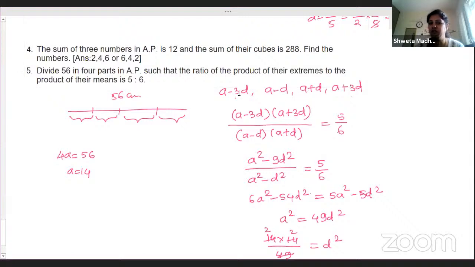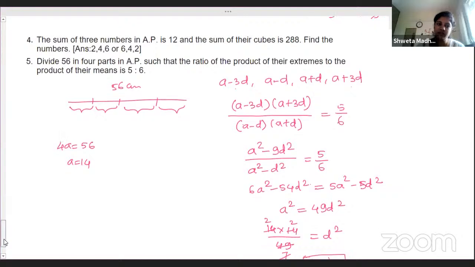So here, what is the difference between two terms? Ma'am, 2d. 2d. And they have given difference as 10. If you want to consider this, you can use, but the value of d will be 5 here then. If you want to consider, okay, no problem.